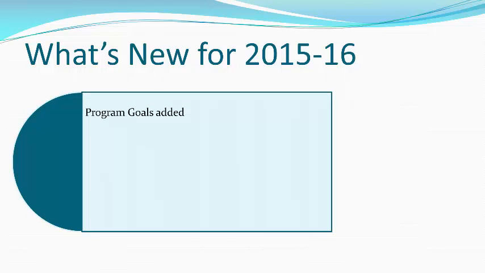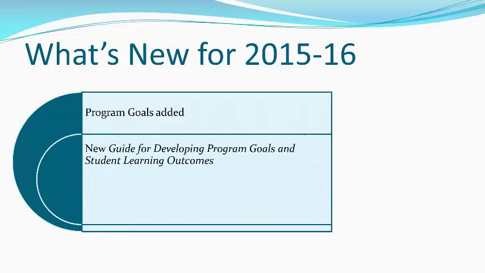The first thing that's new for 2015-16 is that we've added the program goals to the academic assessment plan itself. Now, they've always been in Compliance Assist, but they've never really been part of the academic assessment plan. We've been focusing only on the SLOs in those plans. Well, for 2015-16, we're adding those into the plan and asking you to revise those annually as well.